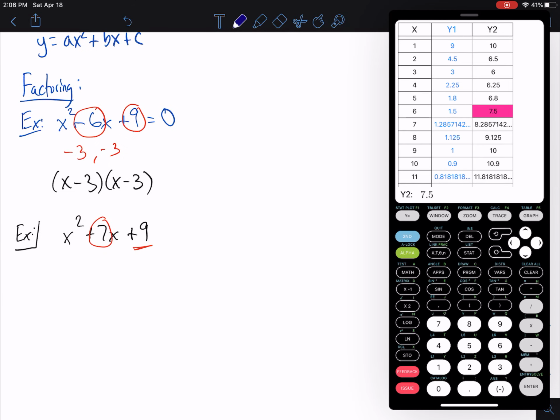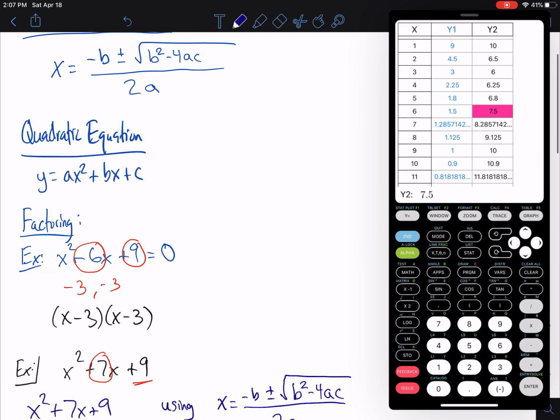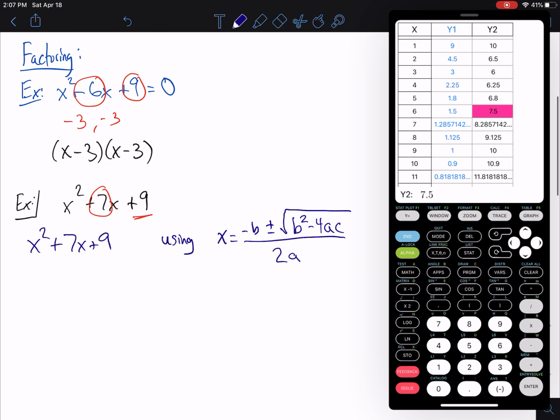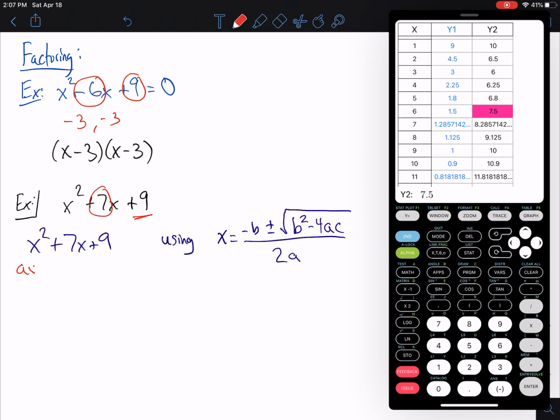So we're going to try and solve x squared plus 7x plus 9 using our quadratic formula. We're going to use x equals negative b plus or minus, we put this plus and minus sign on top of each other, square root of b squared minus 4ac all over 2a. Now, as we said above, where we talked about what a quadratic equation is, we know that this lines up with our y equals ax squared plus bx plus c.